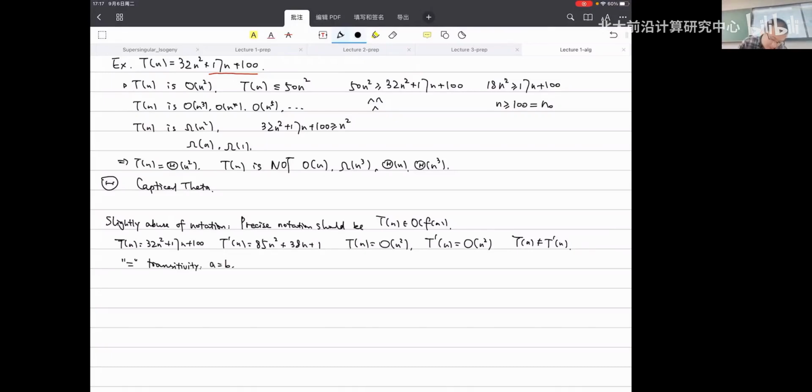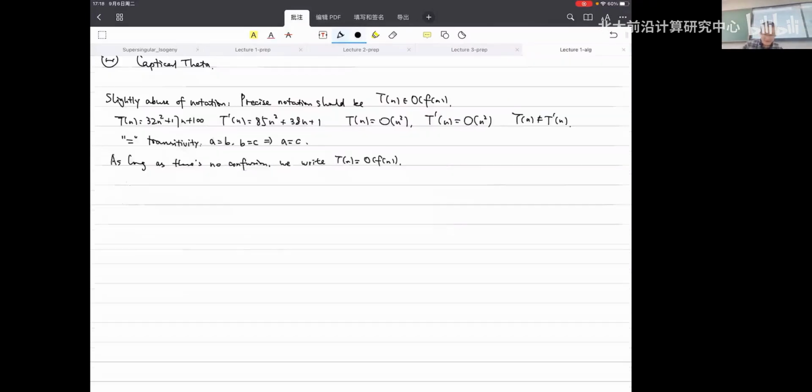I mean, if A equals B and B equals C, then A equals C. But this is not the case for the big O notation. So in general, we want to be careful. It's probably not a very good habit of computer scientists, but as long as there's no confusion, you write this. I guess you don't want to tell mathematicians that you use this kind of notation. But in general, as long as there is no confusion, we just write this. Just keep in mind that you cannot use transitivity here, so you should be careful.